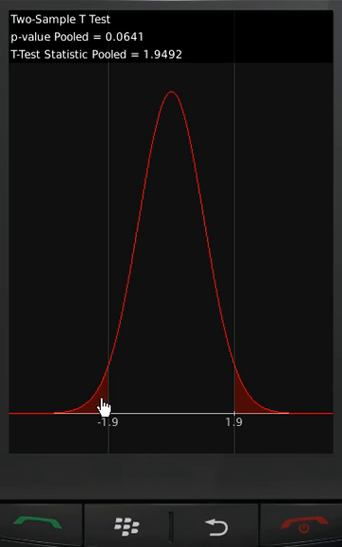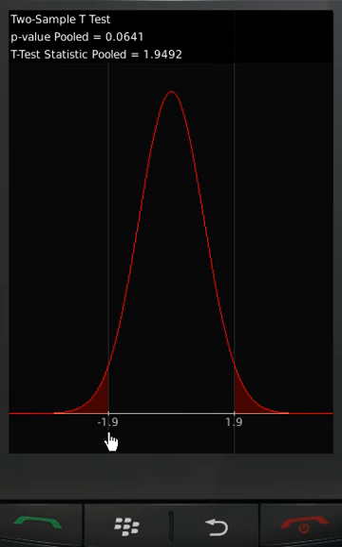And you'll see that the p-value, 0.0641, is this area that's shaded under the curves. The test statistic, negative 1.9492, positive 1.9492, are shown here. And the area under the curve would be these outer edges. So if your value exceeds negative 1.9492 or exceeds 1.9492, of course it would fall in the rejection region, and you would reject H0.